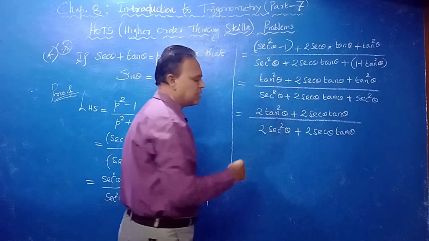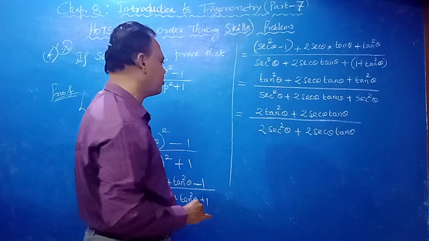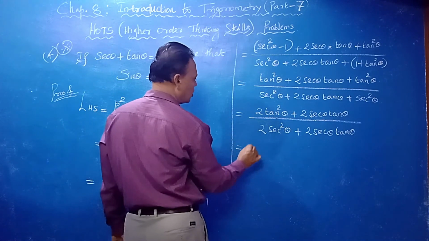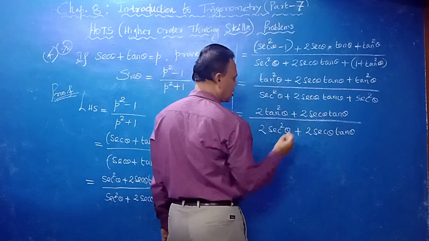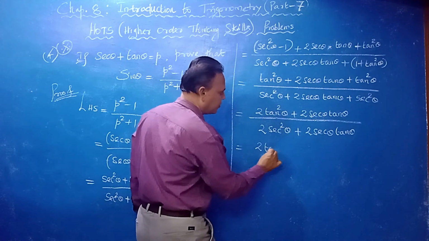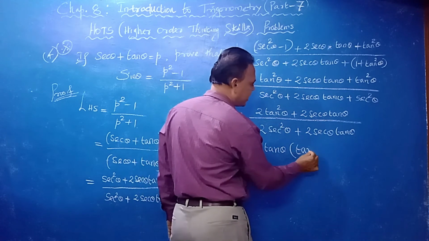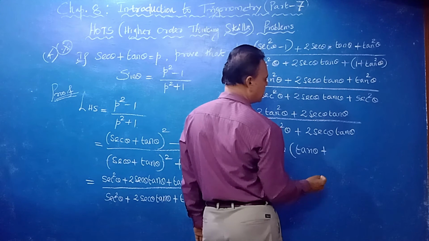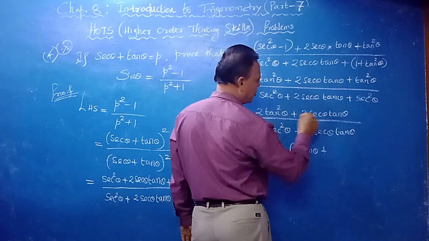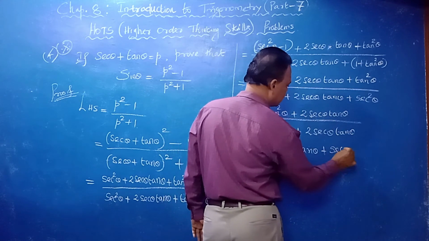Understand? You cannot cancel anything. You have to take common, then you can cancel. Here 2 is common and tan also common. 2 tan theta common in the numerator. If you take common, here remaining tan theta plus 2 tan theta taken common, so remaining you write secant theta.